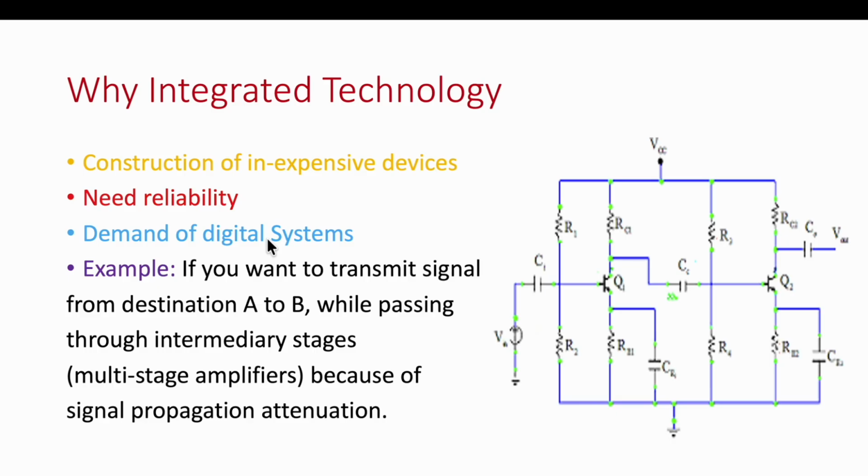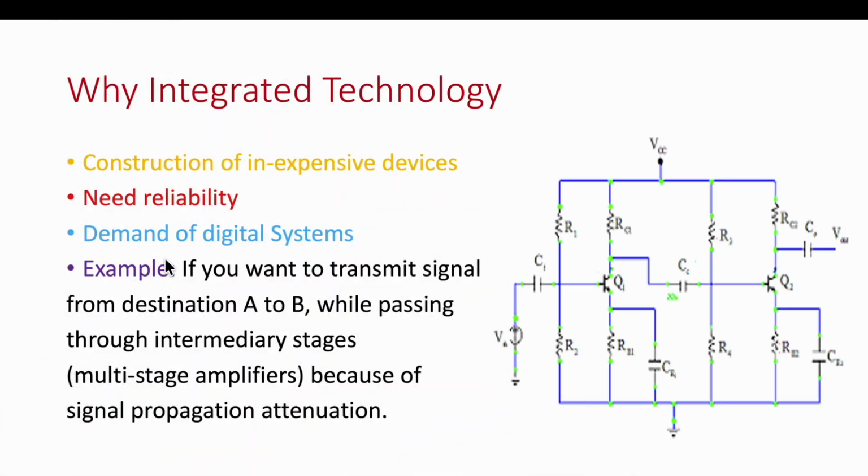Why integrated technology? That is another question. There is a need for the construction of inexpensive devices. Also, we need reliable devices, and there is a demand for digital systems because the miniaturization of devices is demanded everywhere. That is why digital systems have to be manufactured.